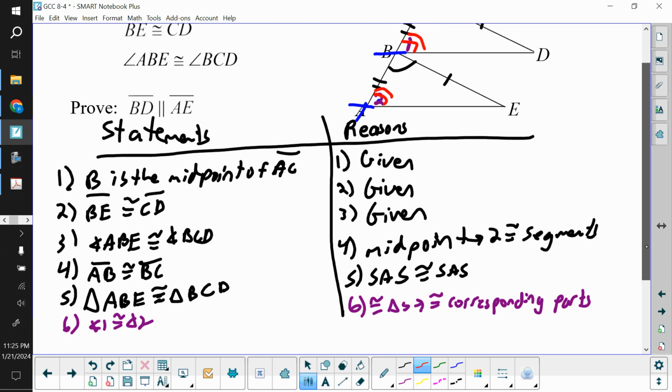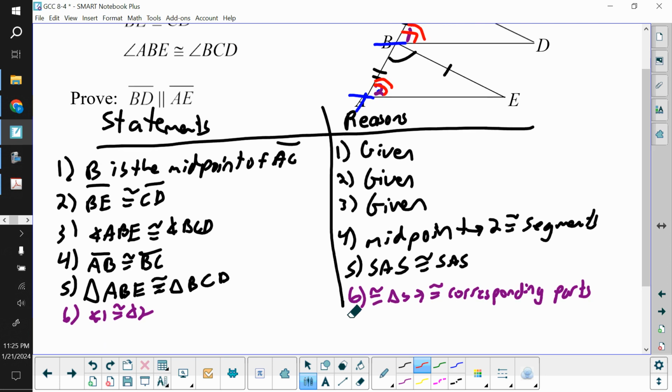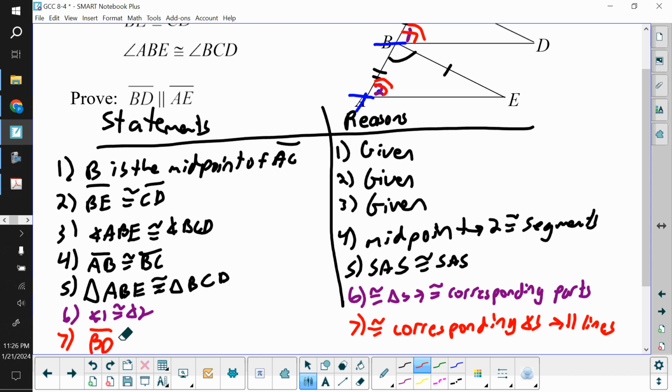Since those are both in the top right, those are congruent corresponding angles. So we're going to do the reverse of the last reason on our card. We'll do congruent corresponding angles implies parallel lines. We're pointing at parallel lines. The ones we wanted parallel were the ones in our prove. We'll have BD parallel to AE.